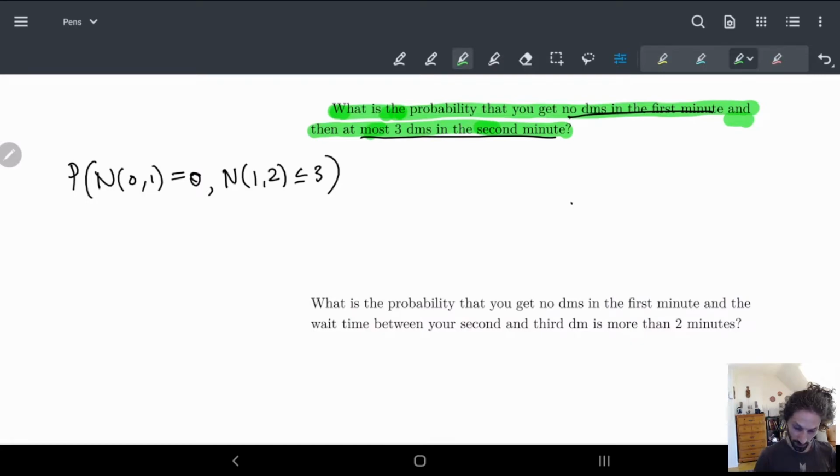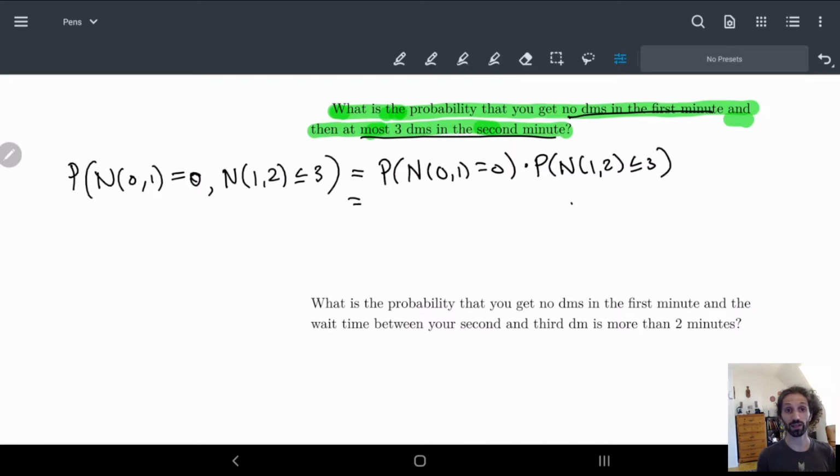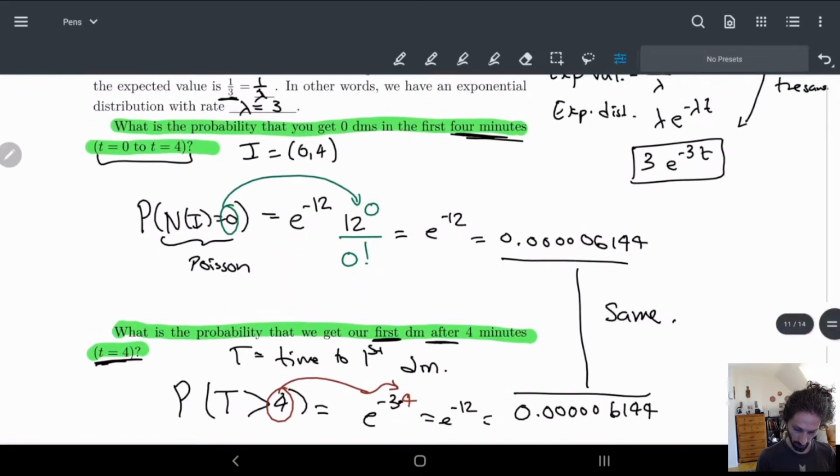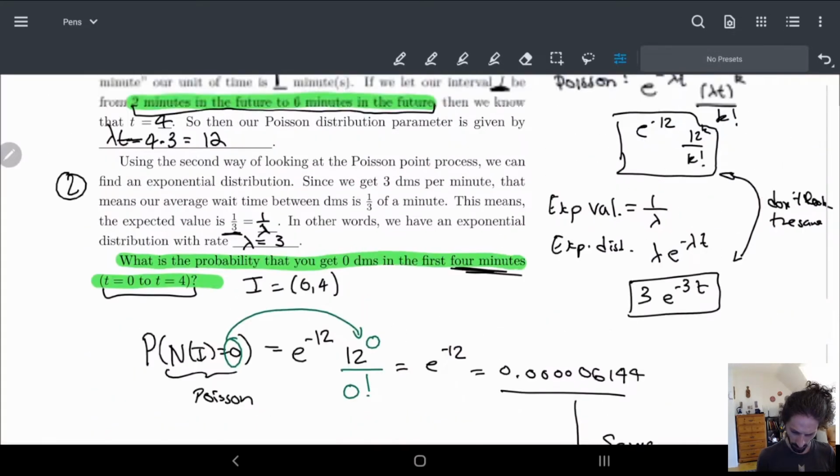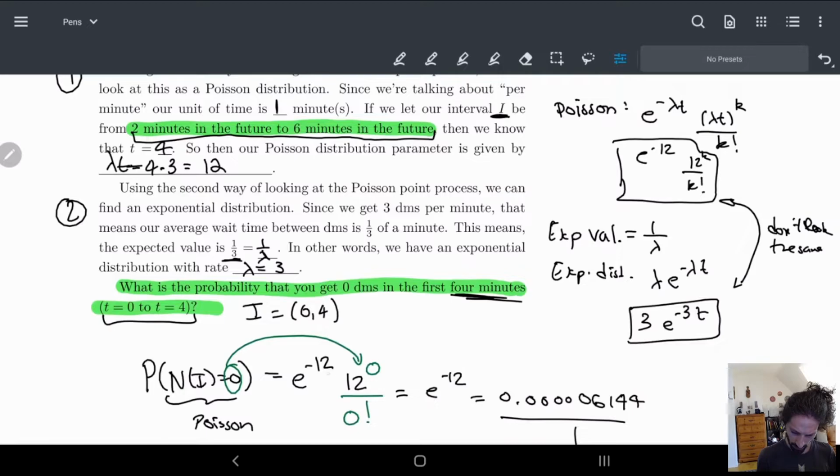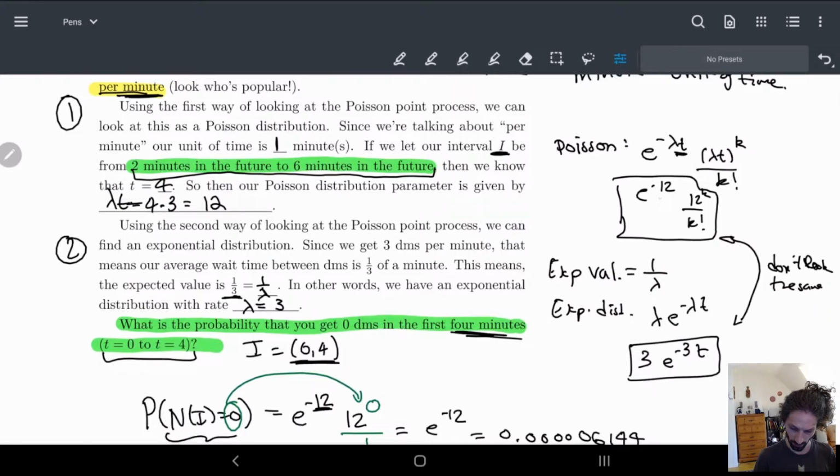Cool. So this is basically giving me P of N(0, 1) equal to 0 times P of N(1, 2) less than or equal to 3. This one here we already know from above. Why is this 12? The 12 here is coming from t equal to 4. We had plugged in t equal to 4 here, because we had lambda times t, 4 times 3. So that's why.